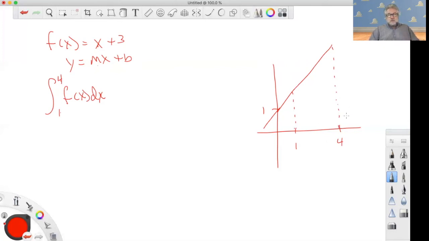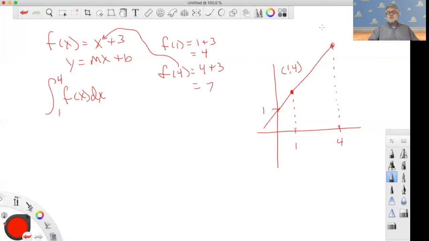Well, it's a trapezoid. And let's figure out, f of 1 would be 1 plus 3, it would be 4. So here is the point (1, 4). F of 4 would be 4 plus 3, right? I'm plugging x into here. 4 plus 3 equals 7. So over here, this would be the point (4, 7).